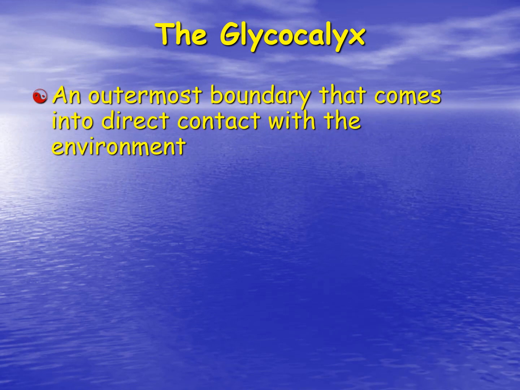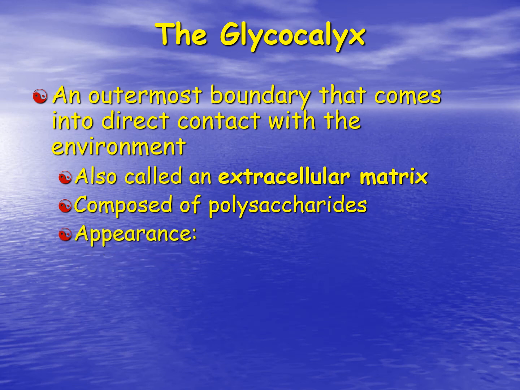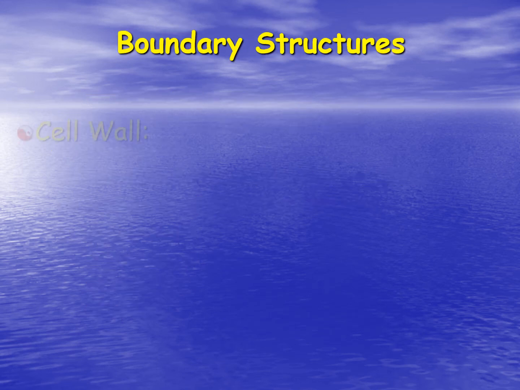The glycocalyx, or the matrix. This is an outermost boundary that comes in direct contact with the environment. It's composed primarily of polysaccharides with some proteins thrown in. Typically it has almost a fibrous-like network appearance, and it's somewhat similar to the slime layer that we saw in the bacteria in the fact that it is not compressed highly. A few of the eukaryotic cells form almost a capsule-like structure as well of the glycocalyx.